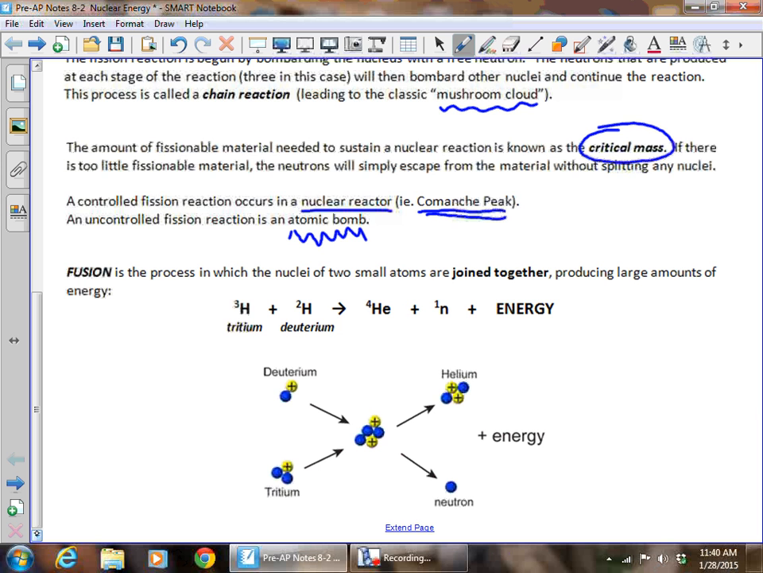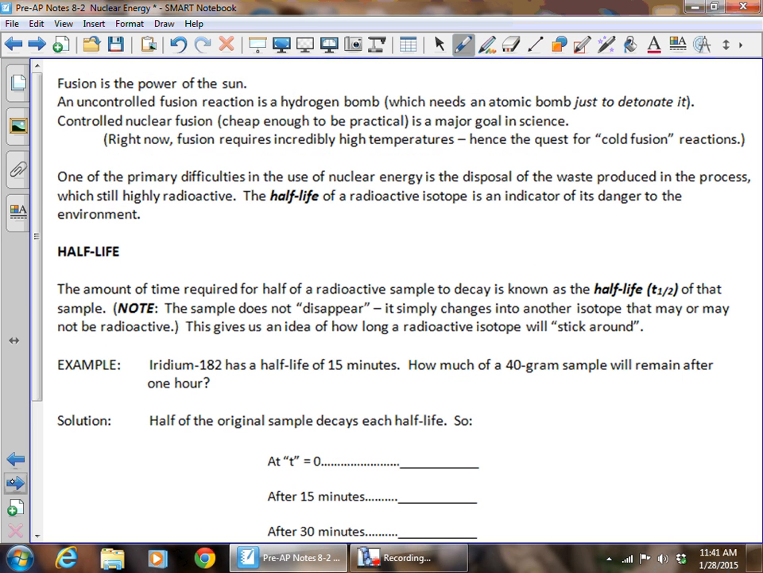Now, fusion, on the other hand, is a process that occurs in the sun. Fusion takes two small elements, in this case, two isotopes of hydrogen, tritium and deuterium, both of which have neutrons in the nucleus, unlike normal hydrogen, which just has one proton. When they fuse together, they form a helium isotope, and they give off a neutron, and again, tons and tons and tons of energy. That's depicted in the drawing below. As I said before, fusion is the power of the sun.